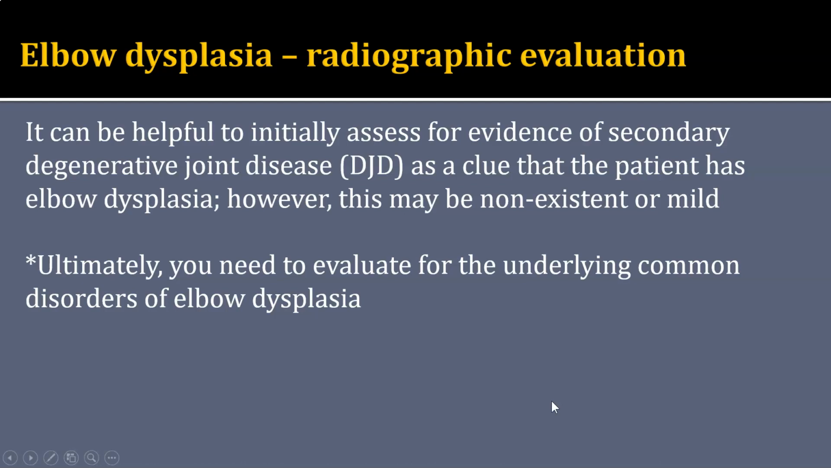Certainly, it's true that secondary DJD may be non-existent or mild in the younger patient or the patient that has really mild findings, but it is important to evaluate the elbow initially just to have a clinical suspicion that we should look even further. So ultimately, as I said, you do need to evaluate for the underlying common disorders of elbow dysplasia. So you do need to know those common underlying causes and where to look for the radiographic abnormalities.